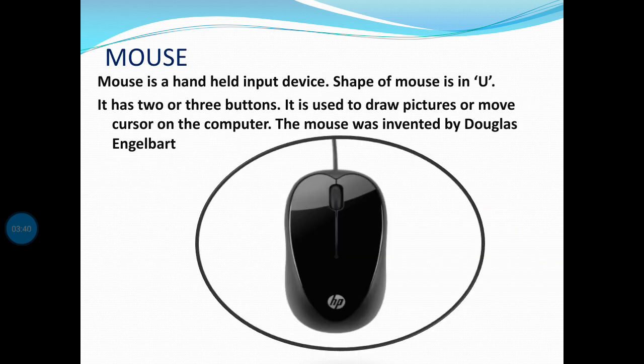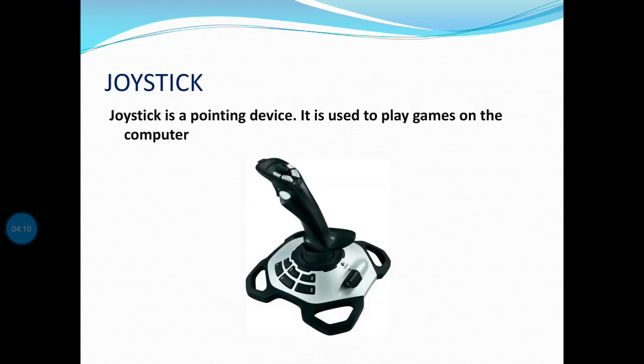Next, mouse. Mouse is also a handheld input device. It is also a standard input device. The shape of a mouse is like a U. It has two or three buttons which are used to move the cursor on the computer screen. It was invented by Douglas Engelbart.